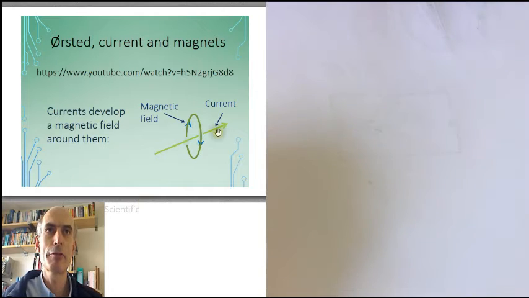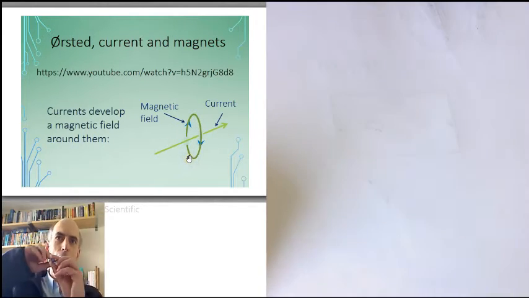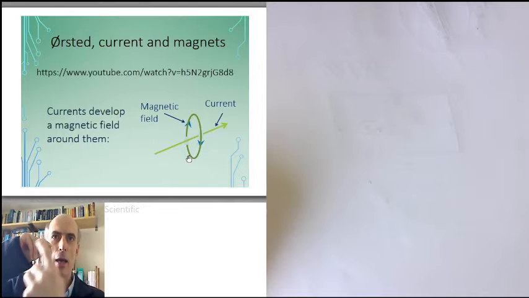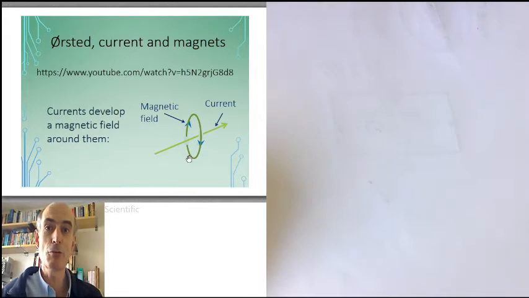And the magnetic field occurs in a circular pattern around the current. It's not a terribly good drawing, perhaps, in 2 dimensions. The idea is that if the current was going along this pen straight towards you, then the magnetic field would be going around the pen like this, at right angles to the current.